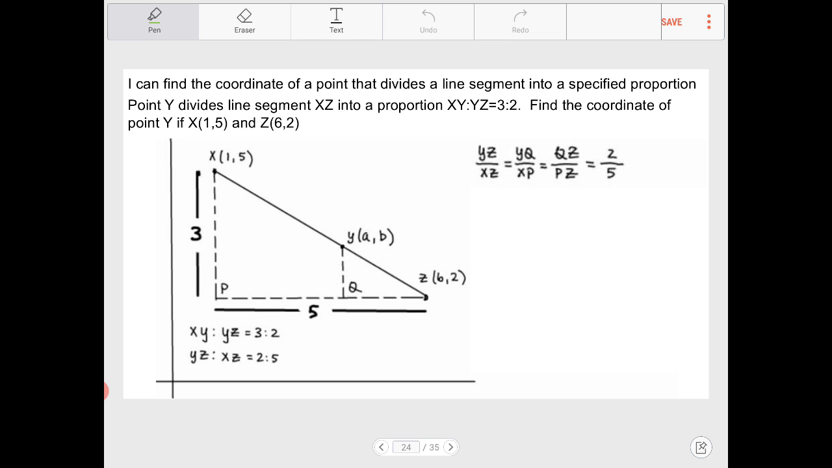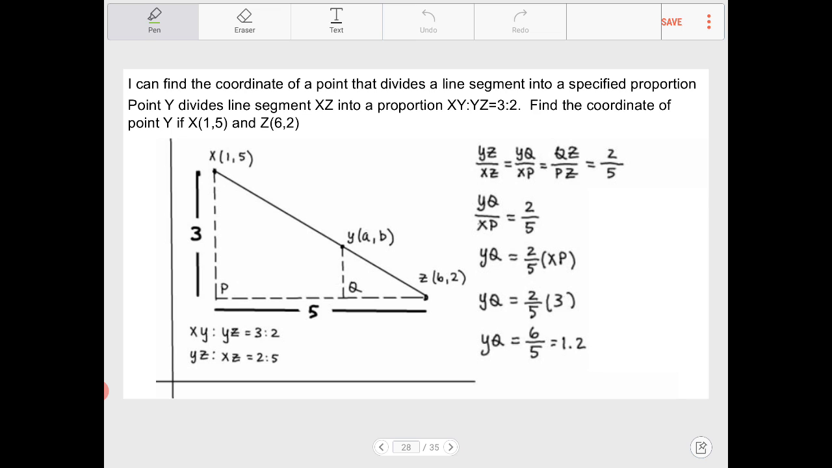Knowing this, and I already know what PZ is and what XP is, I can use this to solve for the length of QZ and the length of YQ. All right, so let's take a look. I can see that YQ over XP is equal to 2/5. So what's the length of XP? XP is 3. So therefore, I can solve for YQ. YQ is equal to 1.2.